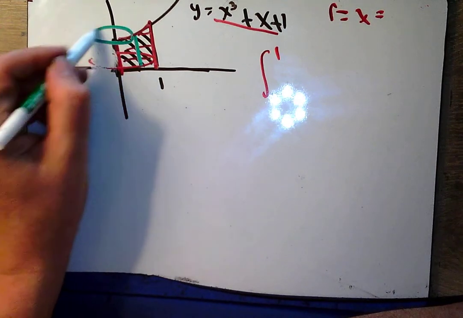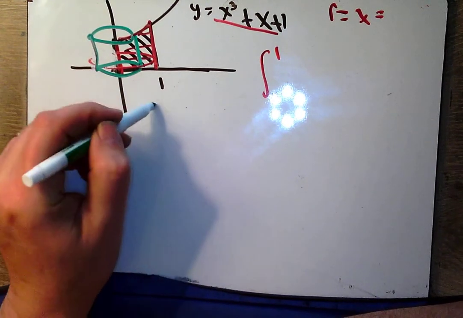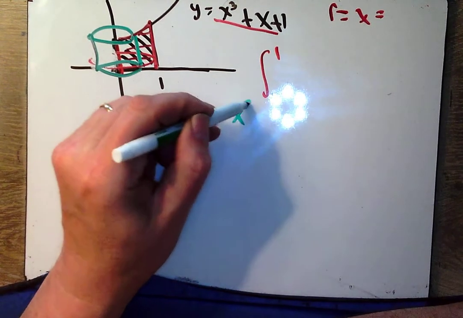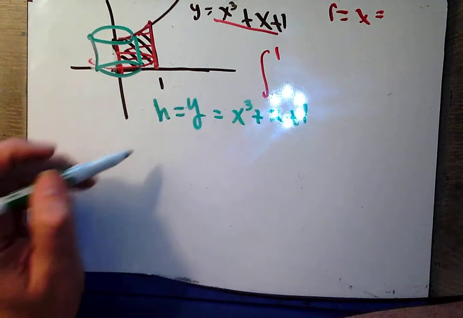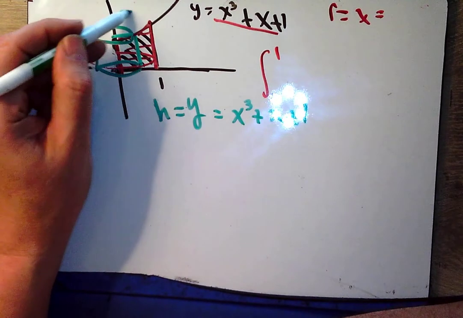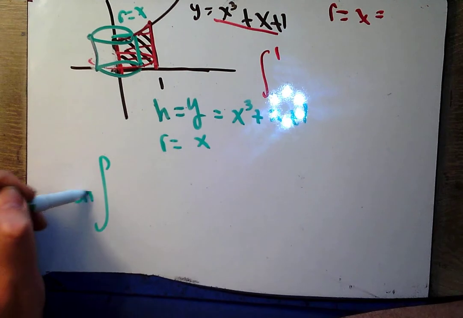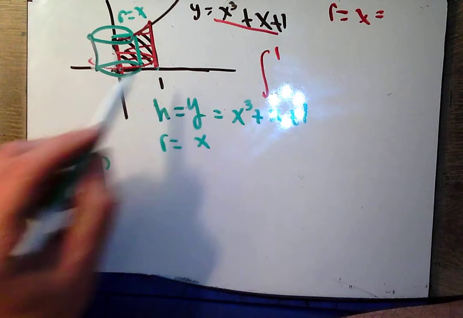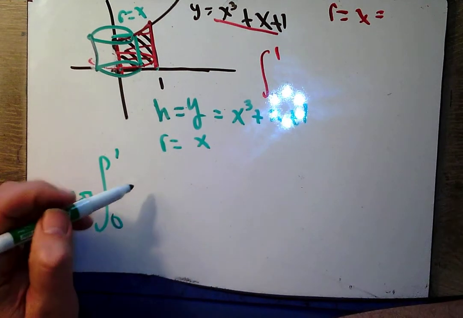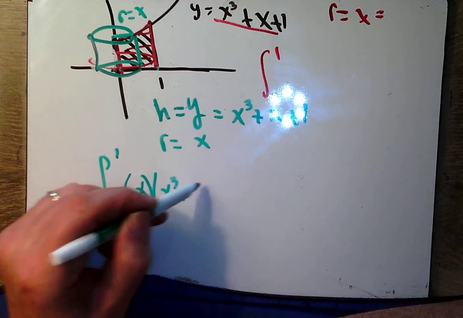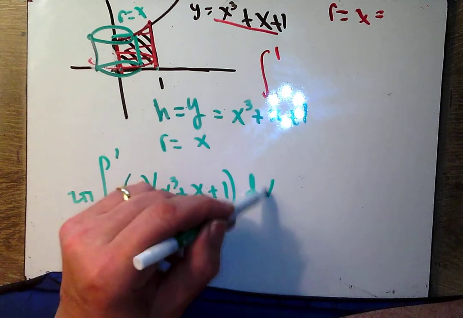Parallel to the axis of rotation, I see that h is my y value, also known as x to the third plus x plus 1. And this radius is x. So we're just going to integrate 2 pi, going from here to here, of x times x to the third plus x plus 1 dx.